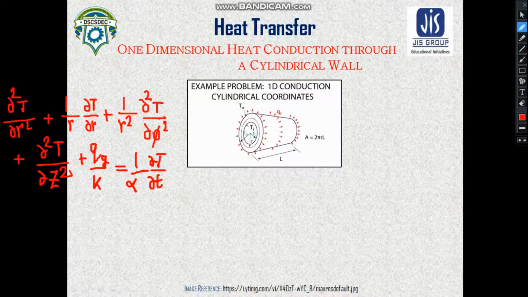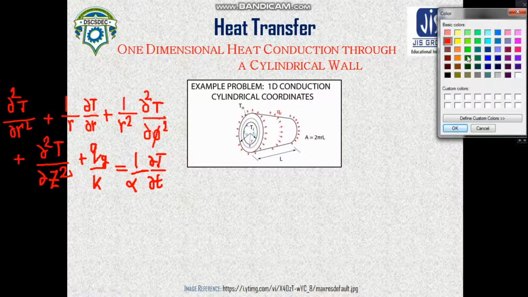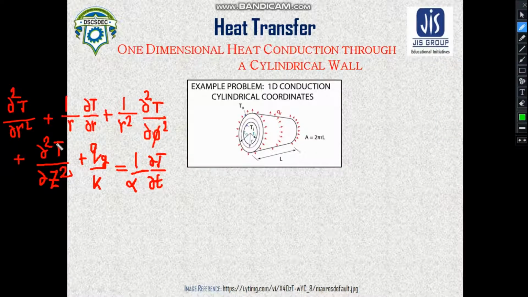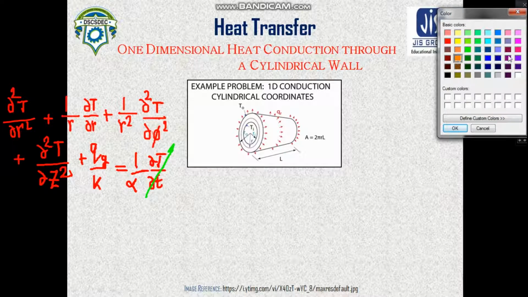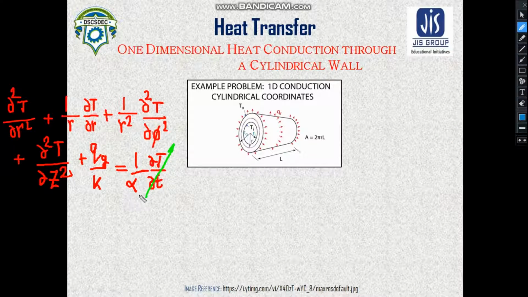In the case of cylindrical coordinates, this is your general equation. Now what happens if we apply this equation in the case of steady state heat conduction? This part would become 0. Since it is a steady state, there will be no change in temperature with respect to time. So this part becomes 0, and we have considered heat transfer only in the radial direction because both ends of the cylinder are insulated, so there is no provision of heat transfer through the other two directions. So this one and this one become 0.